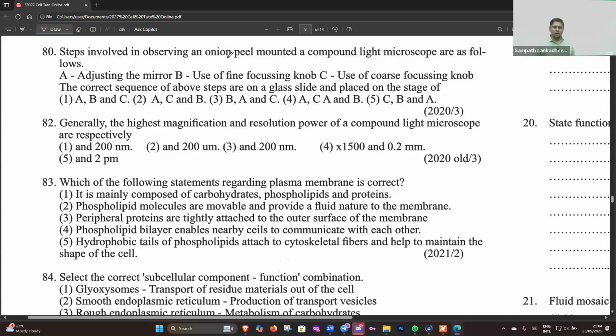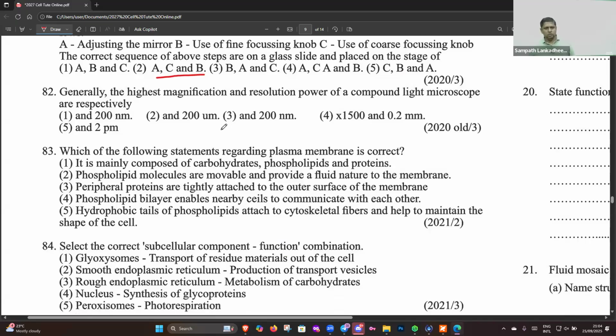Adjacent steps involved in observing an onion peel mounted on a compound light microscope: adjusting the mirror, using fine focus, using coarse focus. The correct sequence, adjusting mirror and so on. Question 82. Generally, the highest magnification and resolution power of a compound light microscope. Highest magnification and resolution. Something is missing. 1000 and 200 nanometers. I think there is an error in the question. Some things are not typed properly.